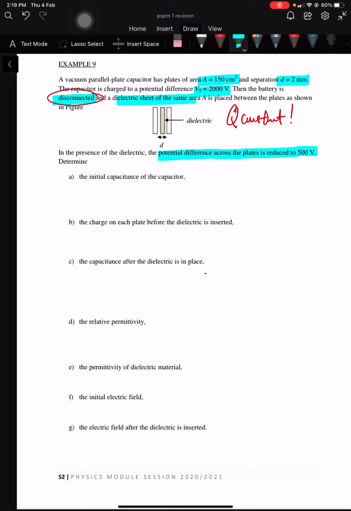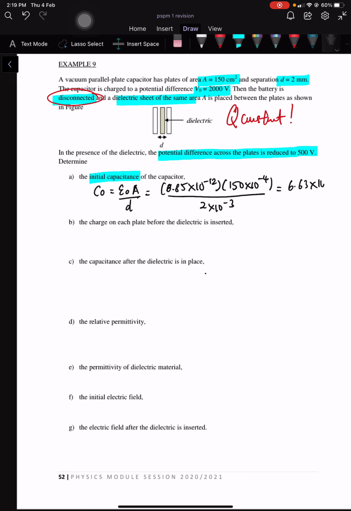Okay, the first question asks for the initial capacitance of the capacitor. So initial capacitance C naught is equal to epsilon naught A over D. So 8.85 times 10 to the power of negative 12, times 150 times 10 to the power of negative 4 meter square, divided by D, which is 2 times 10 to the power of negative 3. So the answer that you get is 6.63 times 10 to the power of negative 11 farad.